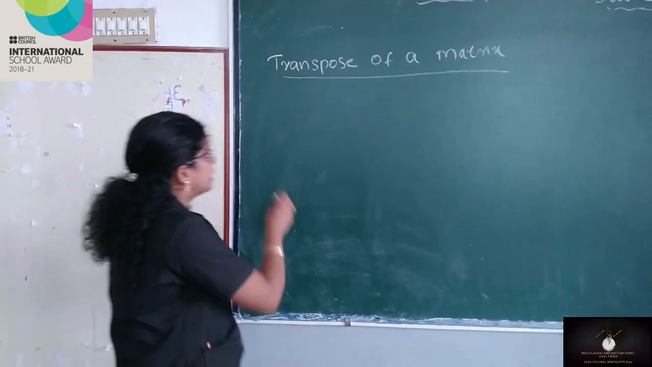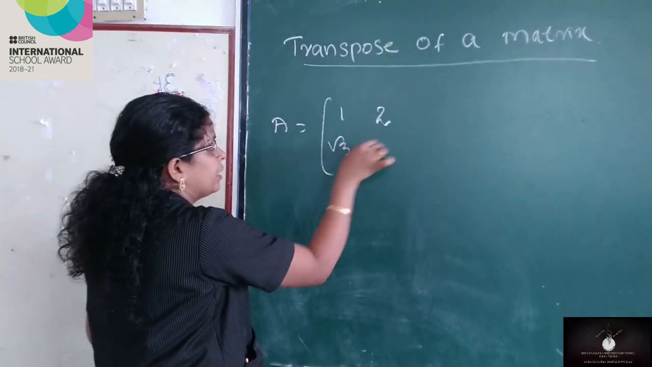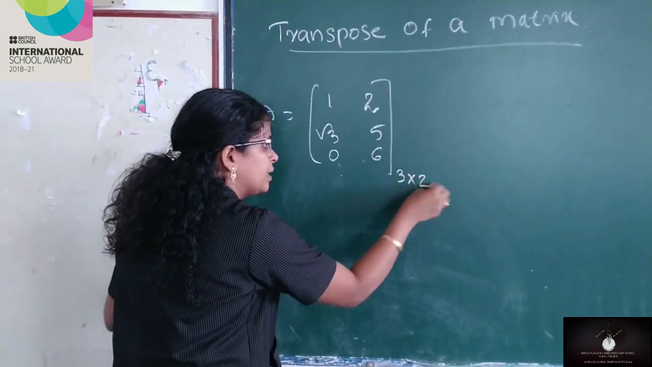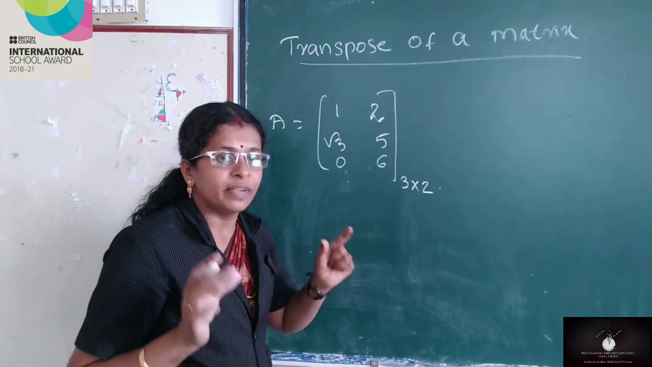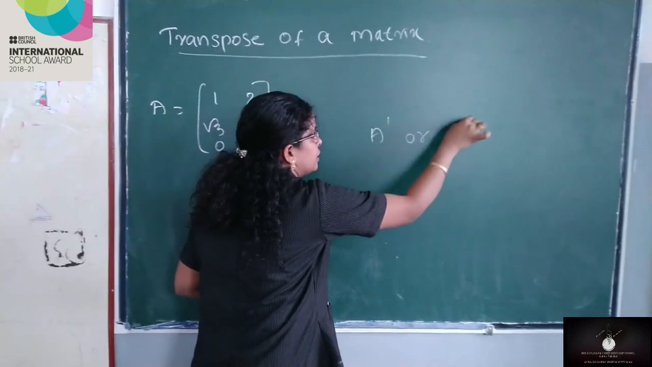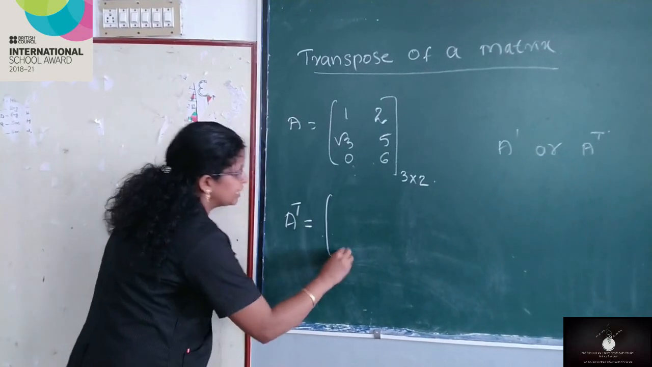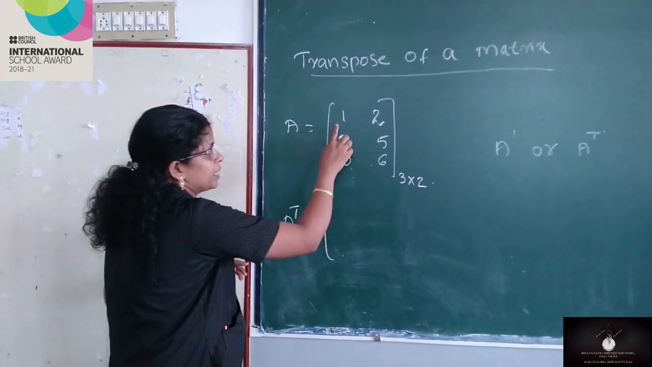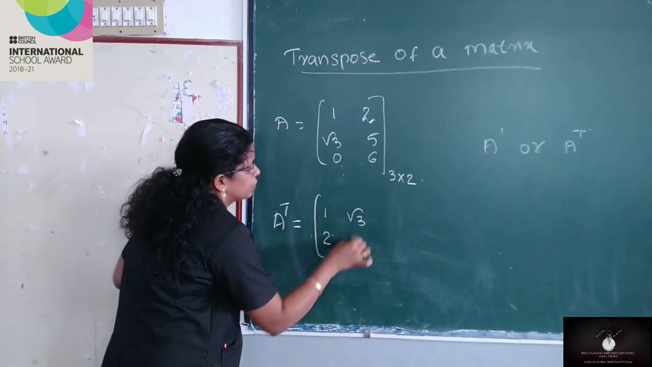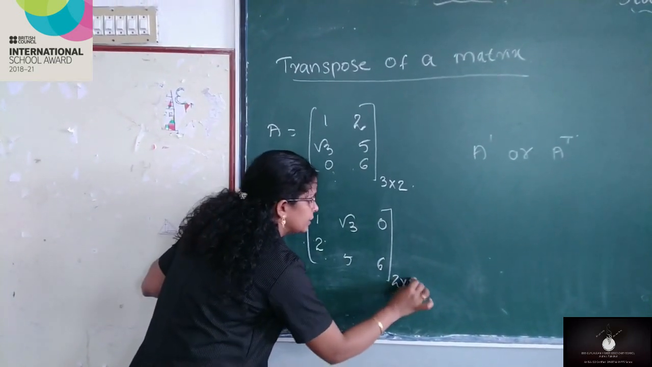For example, A equals the matrix 1, 2, root 3, 5, 0, 6. This is a 2 by 3 matrix, so we have to write the transpose of A. We can denote the transpose of A as A dash or A raised to T. We interchange the rows and columns. That means the first row we change into a column: 1, 2. Next, root 3, 5. Then 0, 6. Now the order is 3 by 2.